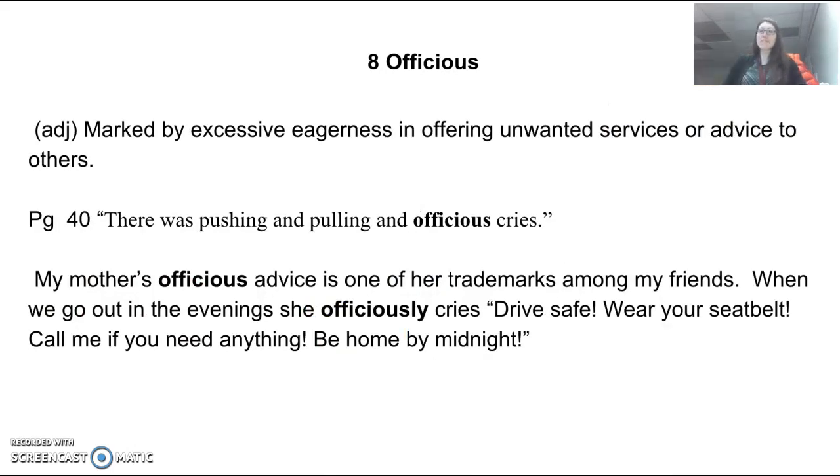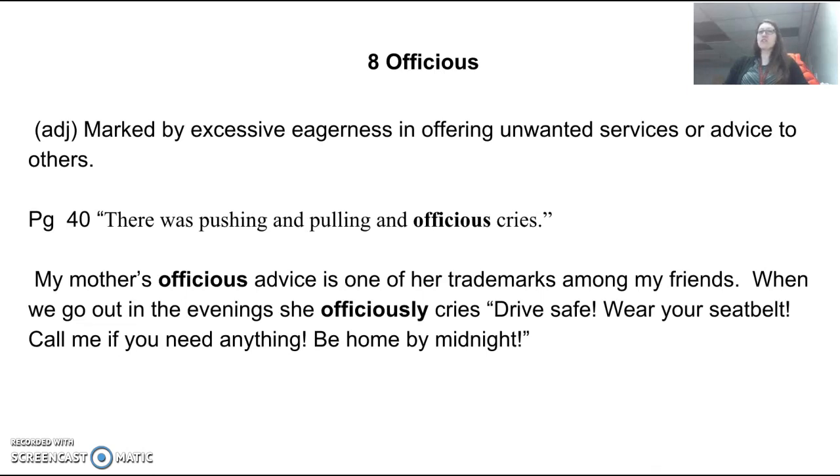Number 8 is officious. It's an adjective marked by excessive eagerness in offering unwanted services or advice to others. Please rate your word knowledge for officious. There was pushing and pulling and officious cries. So this is when you offer things that aren't wanted or needed.